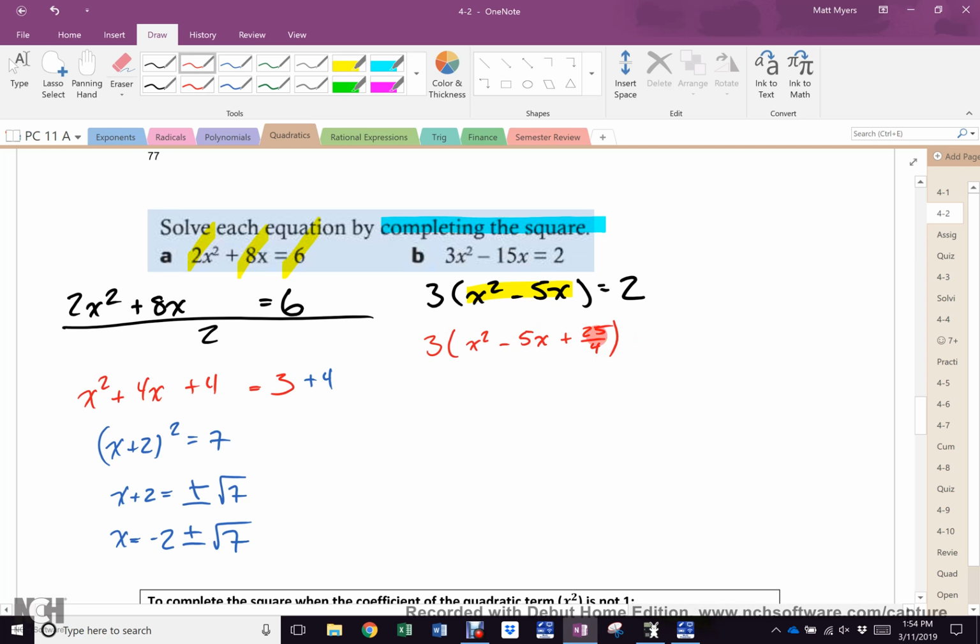Everyone agree? 5 over 2 squared is 25 over 4, yes? Okay. Did I add something to this side? What did I add? 25 over 4 times 3, which is what? 75 over 4, right? 2 plus 75 over 4.